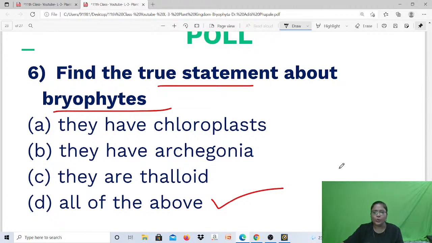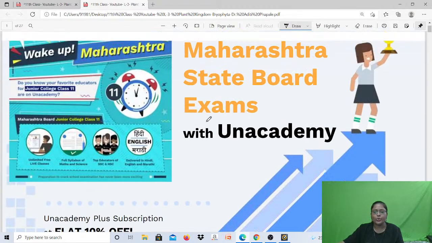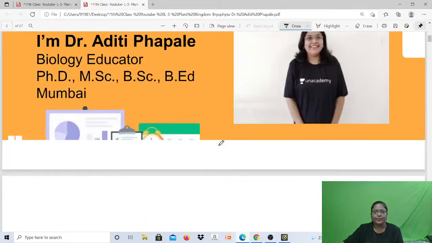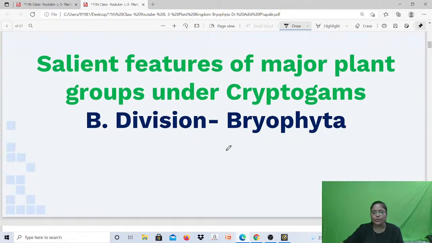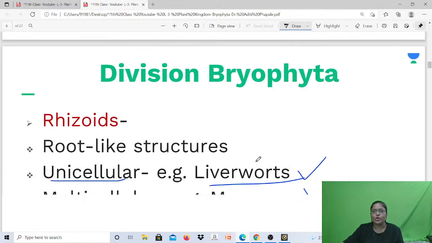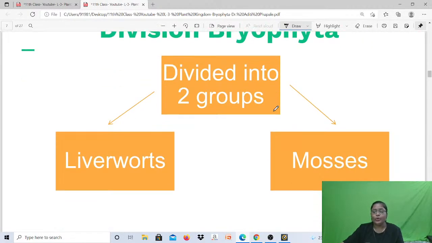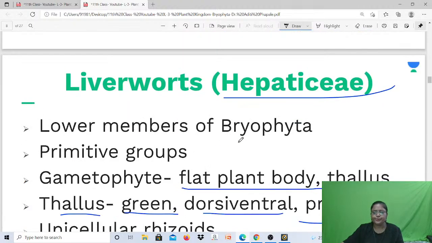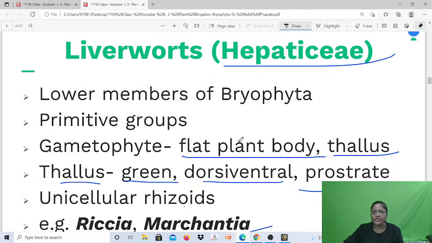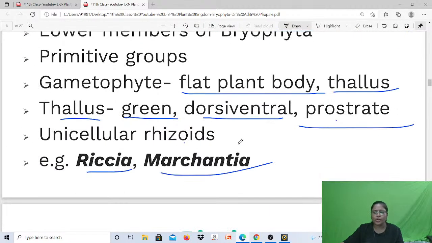Any query, any doubt? So I'll just quickly show you what we have done today. In Bryophyta, we discussed the characteristics of plants belonging to Bryophyta. Then we divided them into two groups, liverworts and mosses. Of course, some examples we saw.